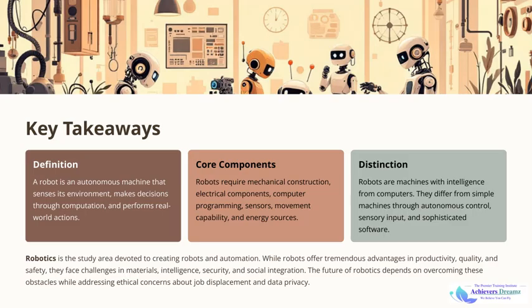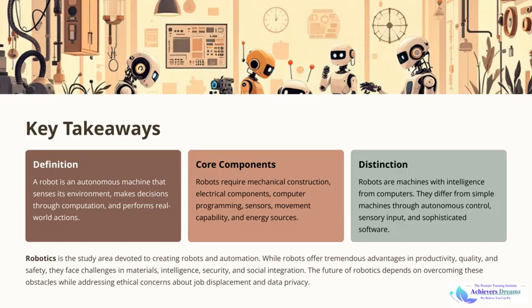So to wrap things up, let's go over the key takeaways from today's presentation. First, what exactly is a robot? Well, a robot is an autonomous machine that can sense its environment, make decisions using computation, and then perform actions in the real world. It's not just a simple machine. It's designed to operate on its own, adapting to different situations.